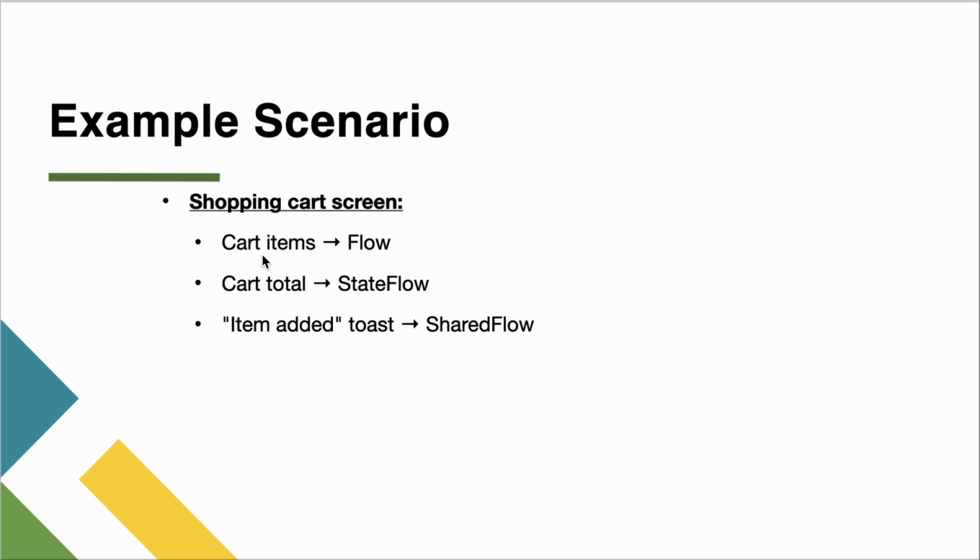Whatever items you have added into a cart, that is nothing but a Flow. The cart total, the amount that you see, is the StateFlow, which is the latest value. And the item added, whenever you are adding new items or removing items, you are seeing the toast, right? That is the broadcast. So that is nothing but the SharedFlow. Even if there is no collector to see or receive, it will emit the information to you. That is how Flow, StateFlow and SharedFlow work.